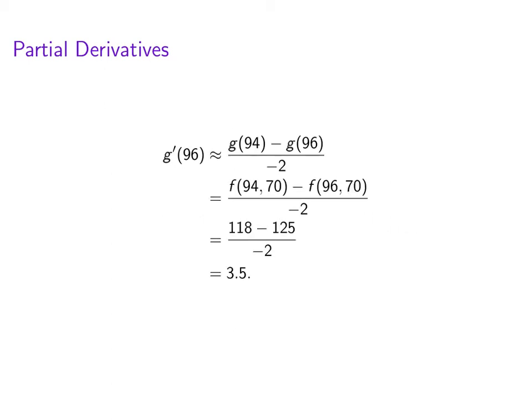Now we could also approximate it using h equals negative 2. When we do that, we end up seeing that G prime of 96 is approximately G of 94 minus G of 96 all over negative 2. Work that out, and we get 3.5. Now we can get a reasonable estimate for G prime of 96. We'll just average these two answers that we got, 4 and 3.5. Those average out to 3.75.